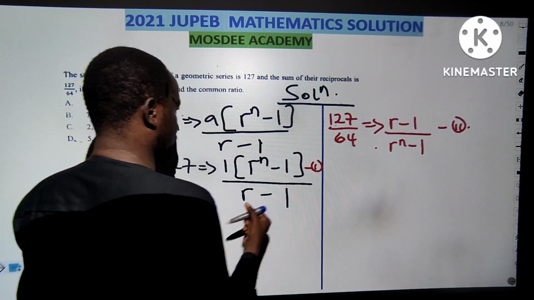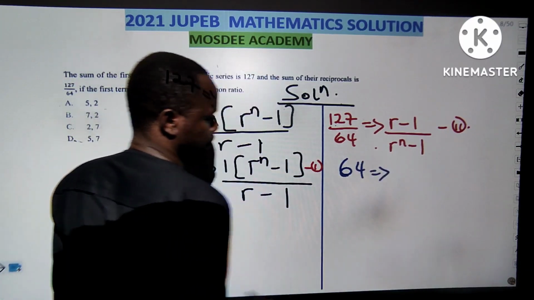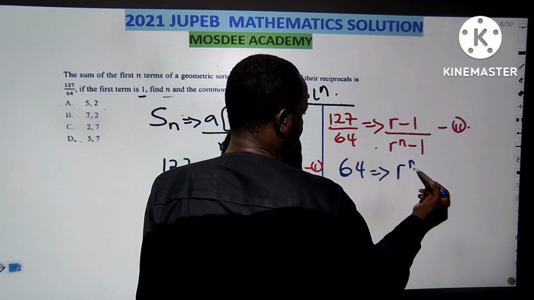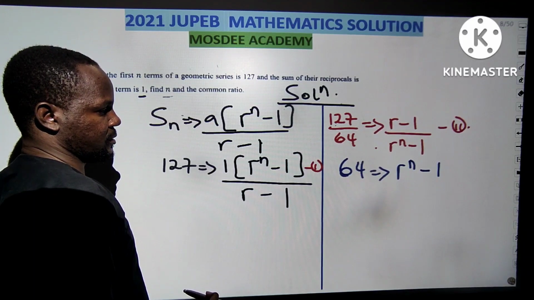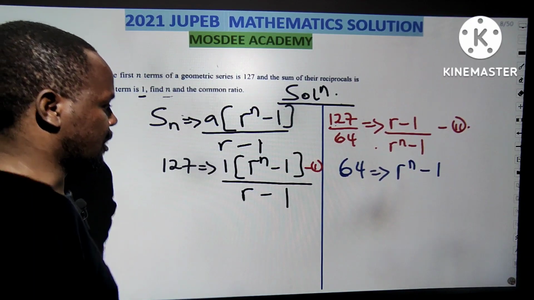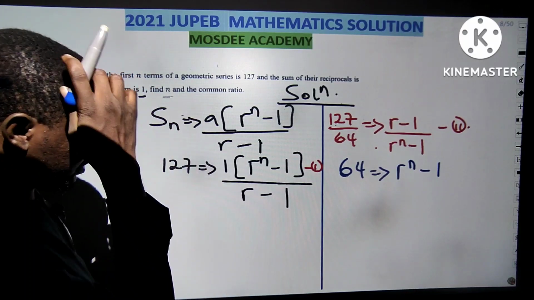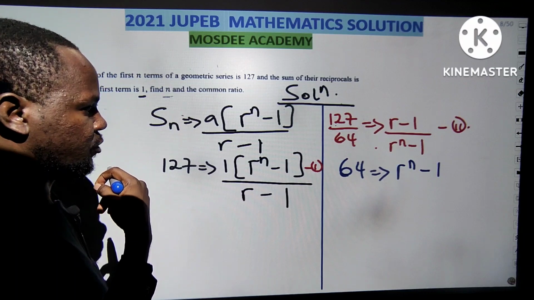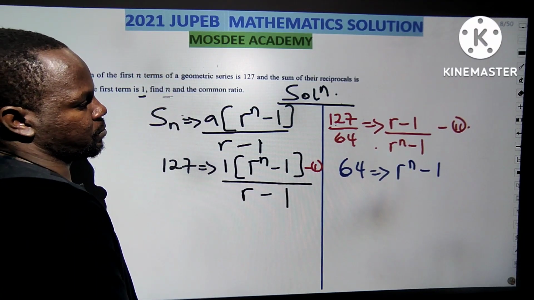So what I'm left with is 64 equals R raised to power n minus 1. R minus 1 will cancel out each other, whereas this one cannot cancel out. That should be what I am going to have, if I am not mistaken.